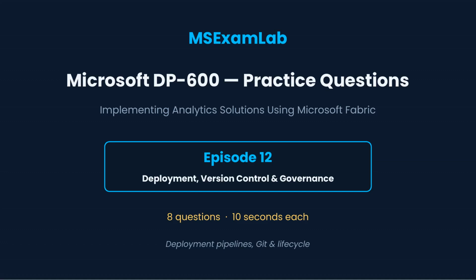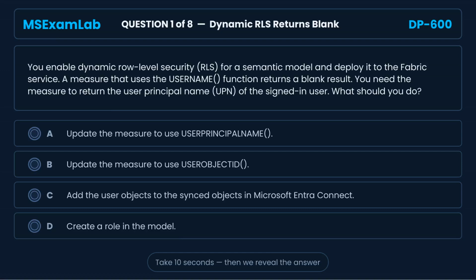Let's begin. Question 1 of 8. You enable dynamic row-level security, RLS, for a semantic model and deploy it to the Fabric service. A measure that uses the username function returns a blank result. You need the measure to return the user principal name, UPN, of the signed-in user. What should you do? Review the options on screen. You have 10 seconds.